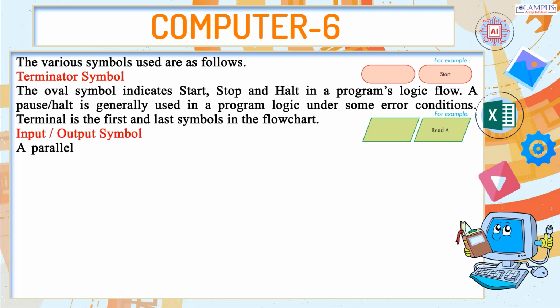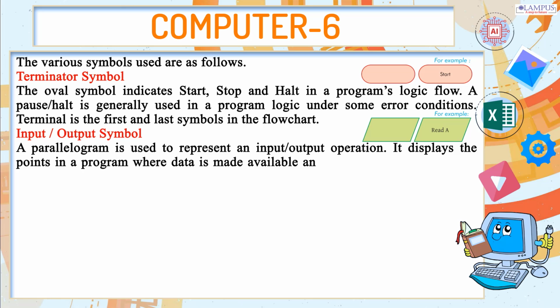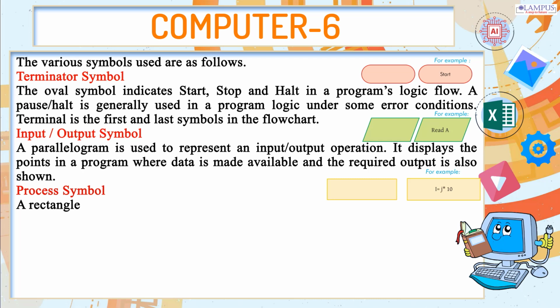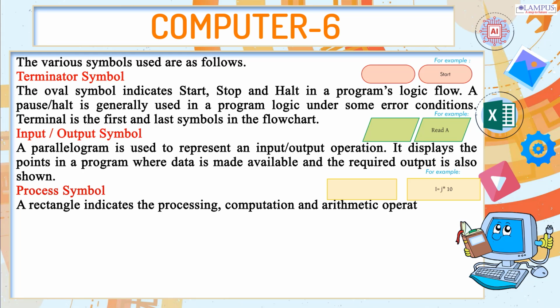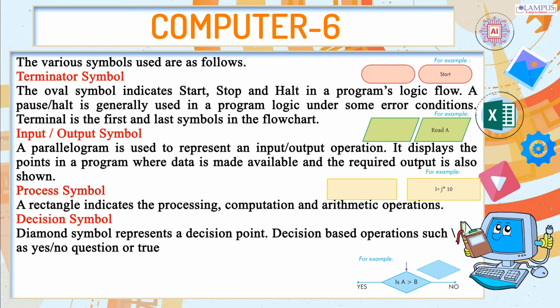Input, output symbol. A parallelogram is used to represent an input-output operation. It displays the points in a program where data is made available and the required output is also shown. Process symbol. A rectangle indicates the processing, computation and arithmetic operations. Decision symbol. Diamond symbol represents a decision point. Decision-based operations such as yes, no question or true, false are indicated by a diamond in a flowchart.